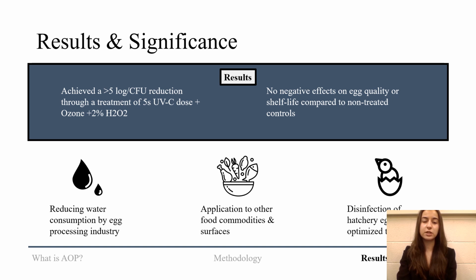To supplement this research and further combat the prevalence of Salmonella in Ontario's poultry industry, trials investigating the application of advanced oxidation process technology of hatchery eggs is currently in progress.